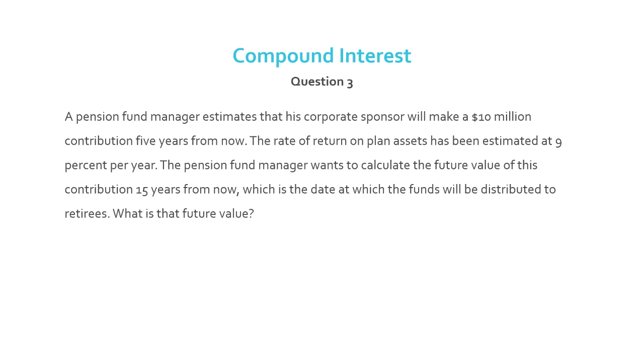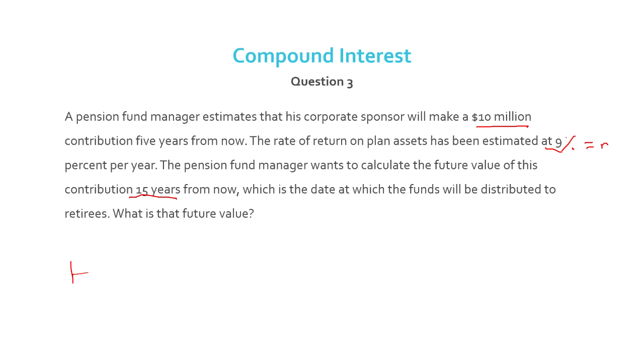A pension fund estimates that its corporate sponsor will make a $10 million contribution 5 years from now. The rate of return on assets is estimated to be 9% per year. So that's going to be our R. The pension fund manager wants to calculate the future value of this contribution 15 years from now, which is the date at which the funds will be distributed. What is the future value?